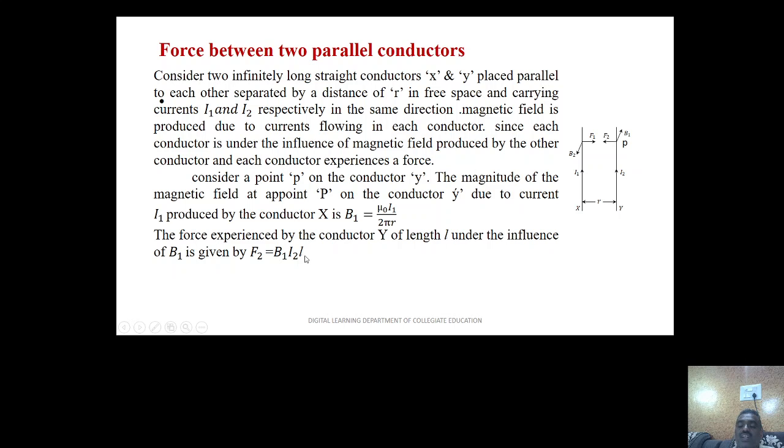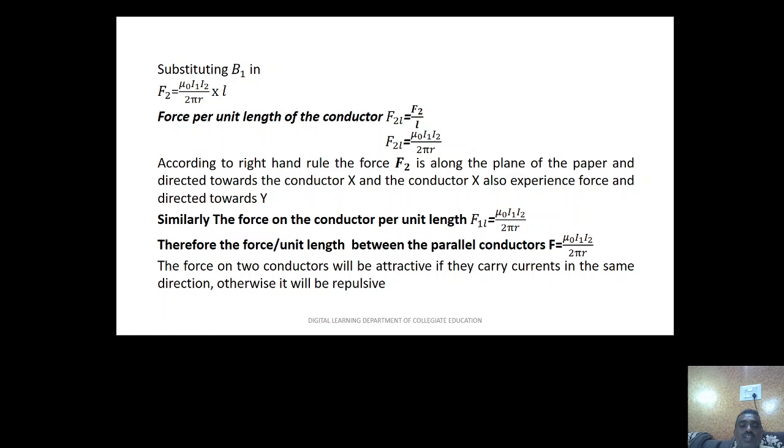We already studied that the force experienced by a conductor is F equal to BIL. So the force experienced by the conductor Y of length L under the influence of the magnetic field B1 is F2 equal to B1 I2 L. If you substitute B1, then F2 becomes mu naught I1 I2 divided by 2 pi r into L. Therefore, the force per unit length, F2 by L, is F2 divided by L, which equals mu naught I1 I2 divided by 2 pi r.